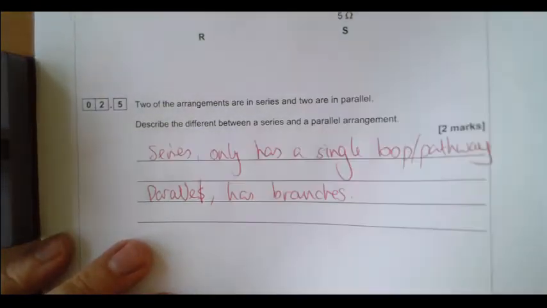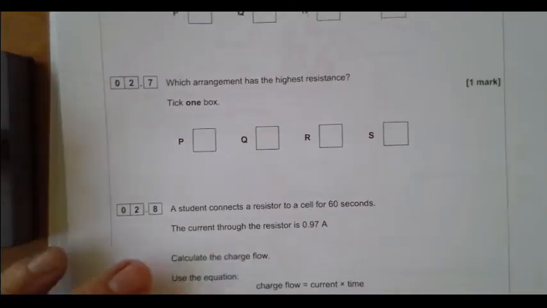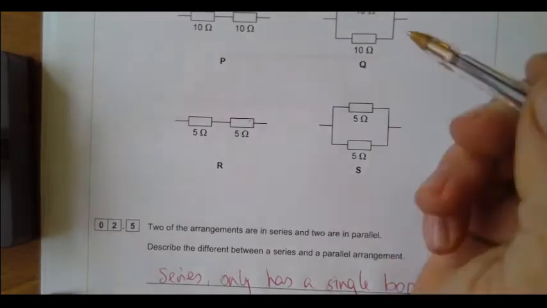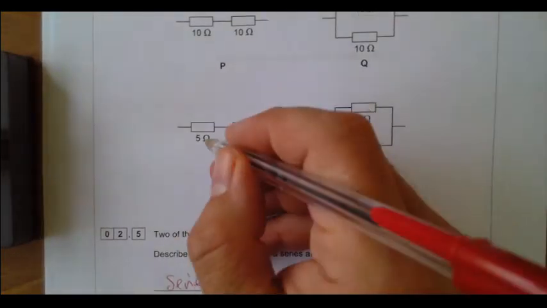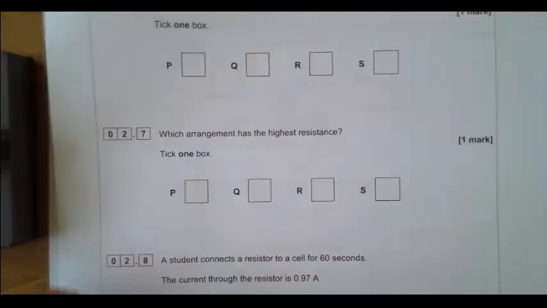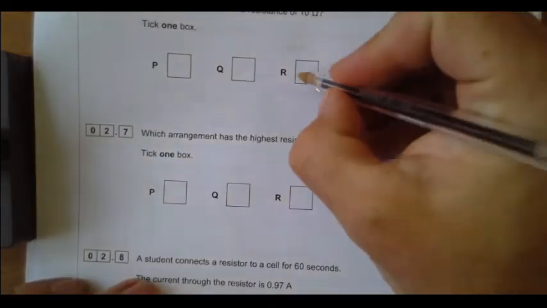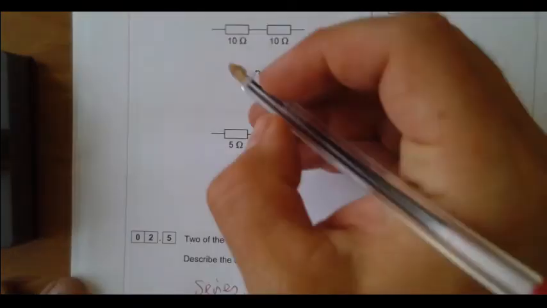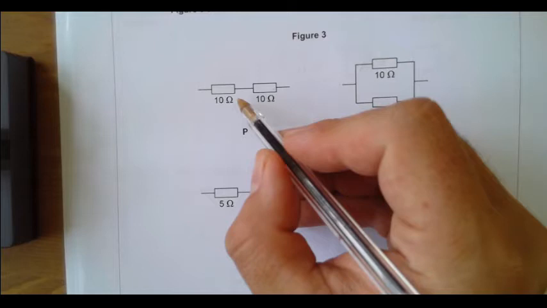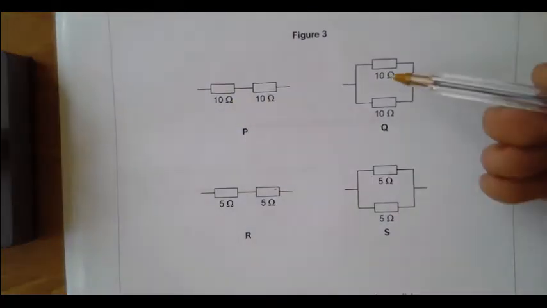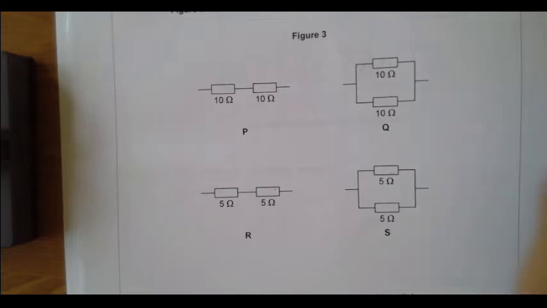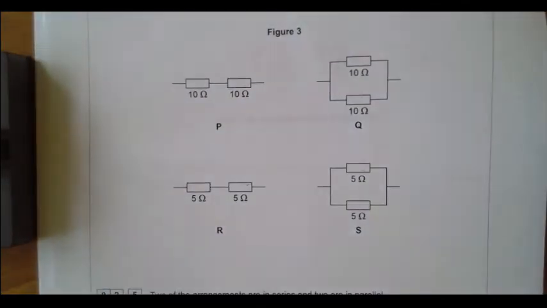Which arrangement has a resistance of 10 ohms? So let's have a look at these. With series, you just add them together, so 5 plus 5 is 10. So we have R. Which arrangement has the highest resistance? If you have 10 plus 10, that will give you 20. With these, having two resistors in parallel actually reduces the overall resistance, so it can't be either of these two.